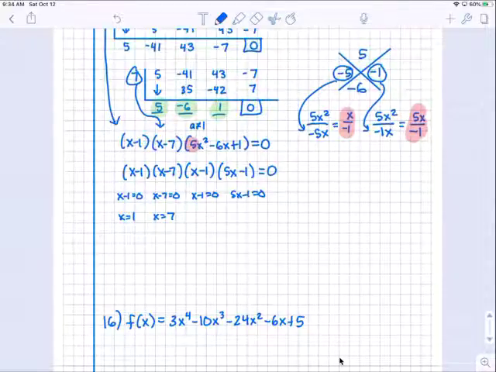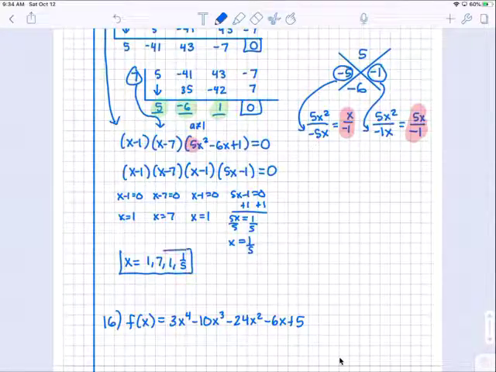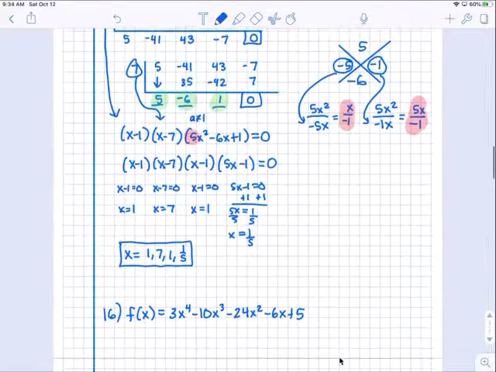So, this one's going to be x is equal to 1. Now for this one, in order to solve for x, add both sides by 1, and 5x is going to equal 1. Divide both sides by 5, and x is going to equal 1/5. So those are your roots. x is going to equal 1 and 1/5. And those are your roots. Okay, so that's number 15.